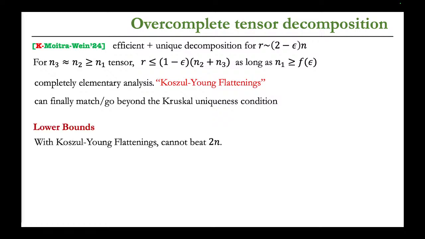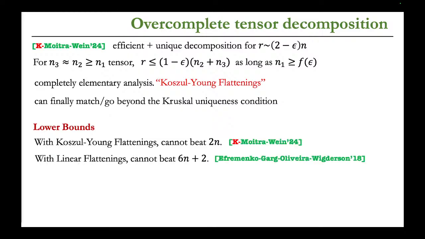So you can ask, we did something, can we do better? With these Koszul-Young flattenings, I won't define it for you, but there's a more general class that generalizes the structure we were looking at. You can prove that you cannot beat 2n, so we are basically at the limit. You can ask what happens with linear flattenings more generally. It turns out that there is a very nice paper of Efremenko, Ankit, Raphael, and Avi. In the paper they claim 8n, but it turns out it's easy to prove 6n with the same idea. So you can show that you cannot beat 6n with linear flattenings, and ours is a linear flattening.